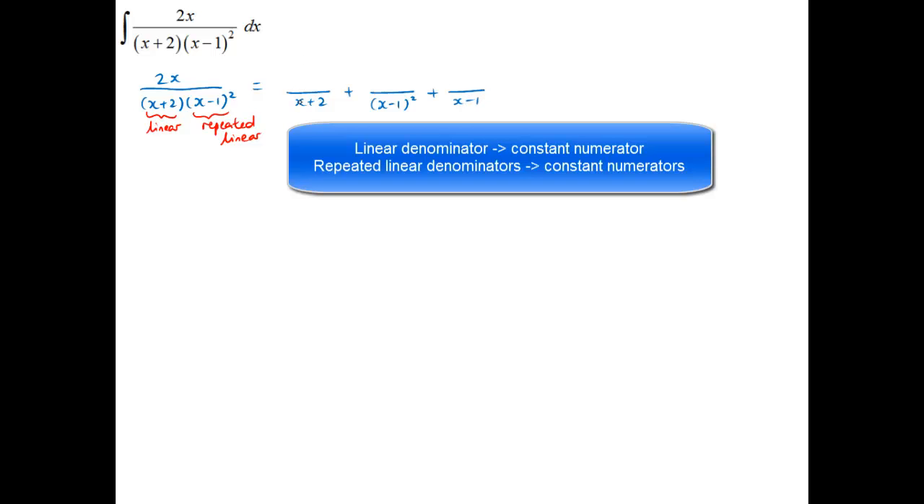So observe that I have a linear term in the denominator and a repeated linear. So when I break it up, I will have a linear denominator and the repeated linear. We will have to repeat and reduce the power. A linear denominator will always have a constant numerator. Repeated linear denominator will also have constant numerators.